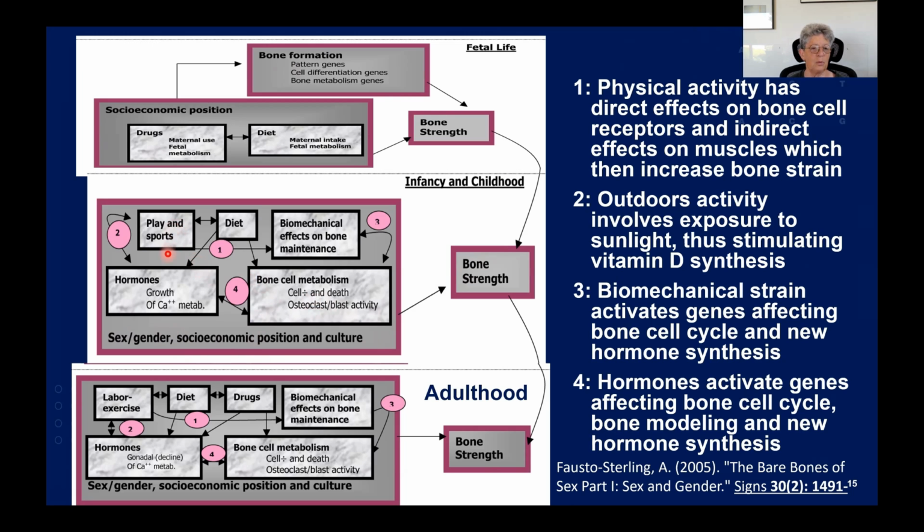And this will include what kind of play in sports, what kind of diet, how are their hormones developing, their bone cell and metabolism, and these have also biomechanical effects on bone development and maintenance. And we can see physical activity has direct effects on bone cell receptors and indirect effects on muscles, which then increase bone strain, which stimulates genes for bone metabolism to produce more bone. Outdoor activity can involve exposure to sunlight, depending on whether the child is dressed particular ways, etc. We have mechanical strain affects genes affecting bone cell cycle, etc.